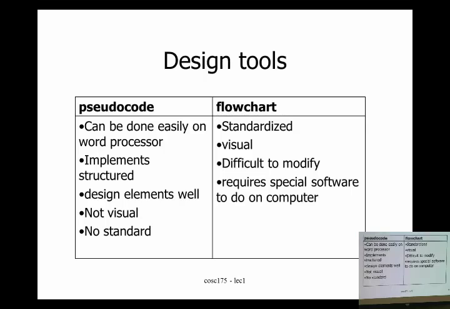So this is just a summary of the differences between flowcharts and pseudocode. Flowcharts are standardized. They're visual. They're difficult to modify, and they typically require special software. Pseudocode can be easily done in the word processor. It does implement structured designs well, but it's not visual, and there are no well-defined standards. There are some standards for this. Okay.